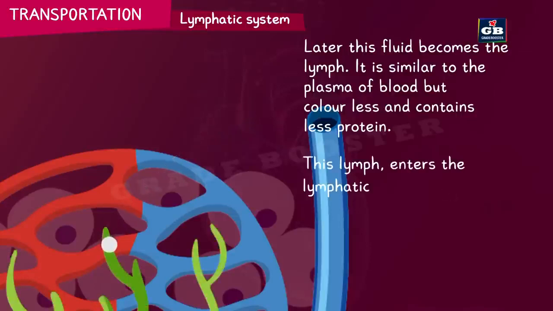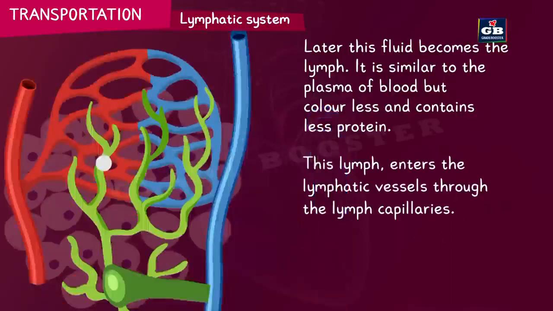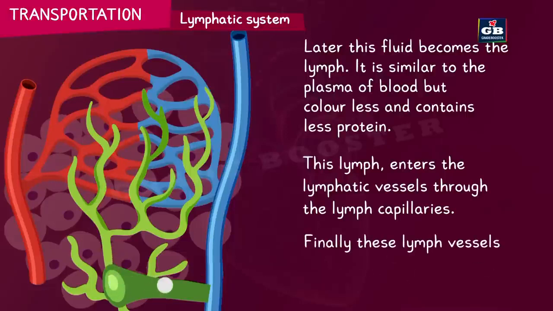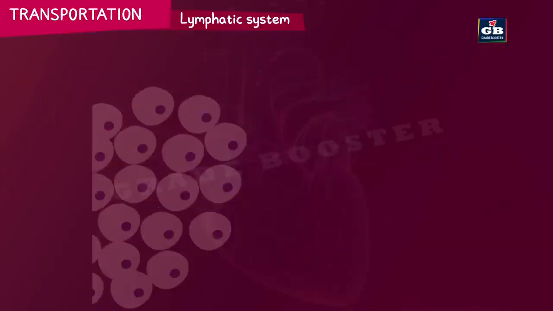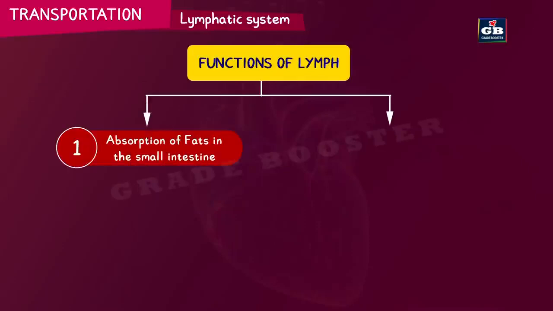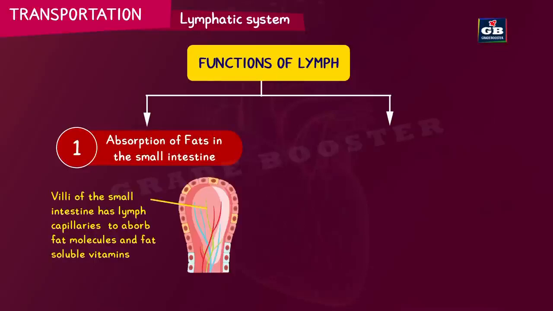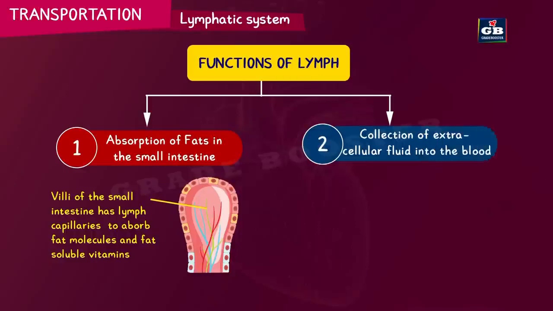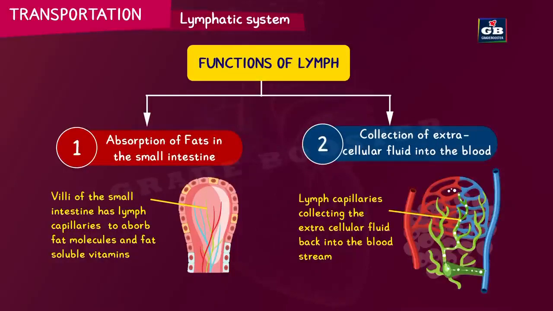This lymph enters the lymphatic vessels through the lymph capillaries. Finally, these lymph vessels open into the large veins. Lymphatic system does two important jobs. The first job of lymph is to absorb the digested fats in the intestines. We can see the lymph vessels in the villi of the small intestine, where the absorption of nutrients takes place. The second task is to collect the extracellular fluid and deposit it into the bloodstream. This is all about human transport system. Now let us study the transport system in plants.